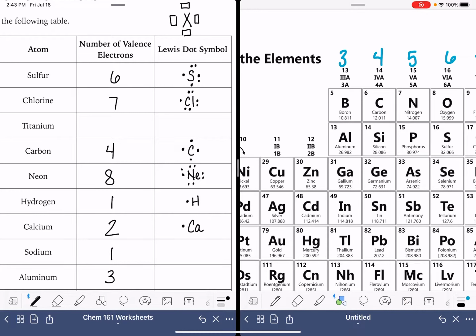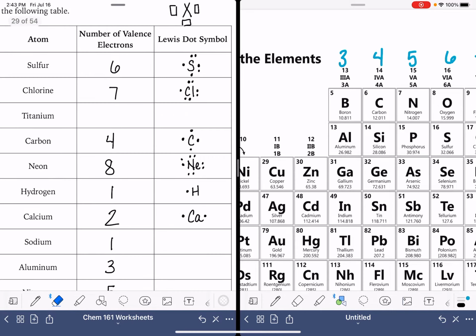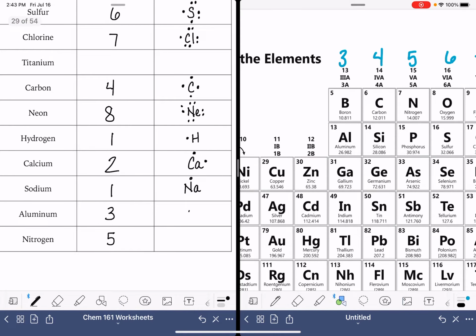And again, you don't have to follow any sort of rule in terms of the order or how you go about placing these electrons. So that would be perfectly fine for calcium if you like to make it symmetrical. The key here is that you have 2 dots unpaired. The only thing that would be wrong is if you drew the 2 dots together. You don't want to do that. So there's calcium. Sodium has 1 electron. Aluminum has 3. 1, 2, I kind of made my aluminum a little low there. And nitrogen has 5. 1, 2, 3, 4, 5.